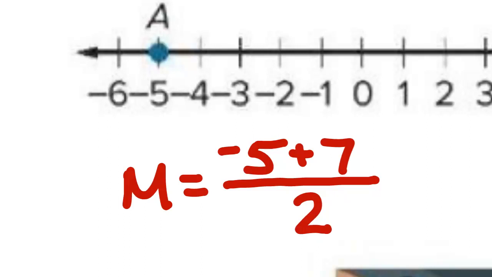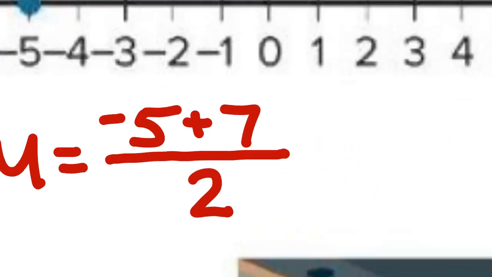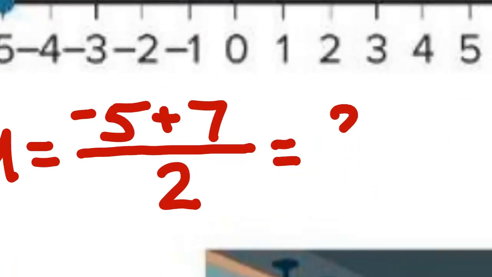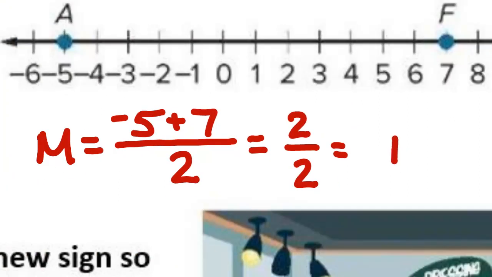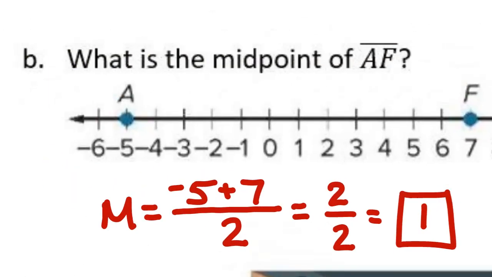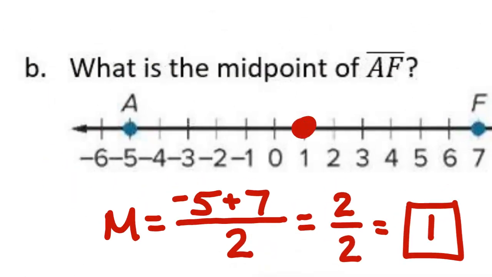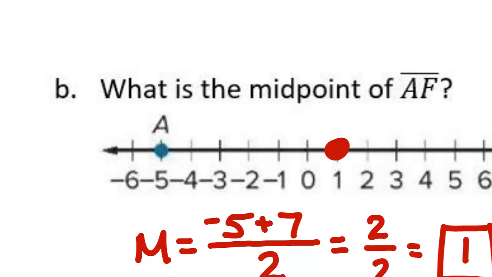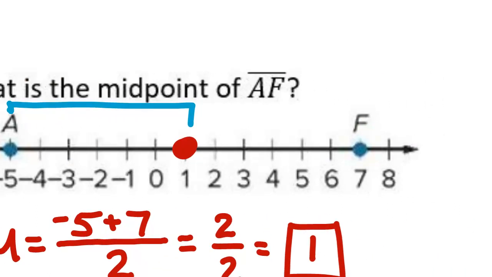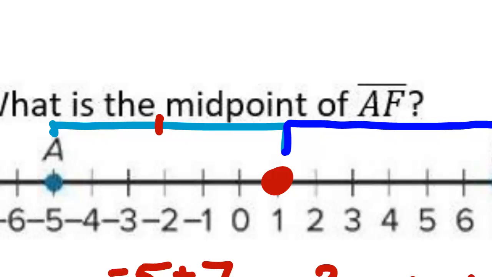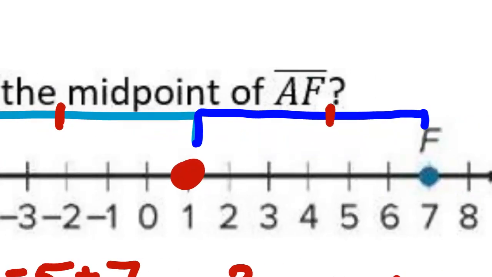What did you guys find the midpoint on part B to be? 1. -5 plus 7 is 2. We have 2 divided by 2. That comes out to 1. So here's our midpoint. That means that from A over to this midpoint is exactly the same size as the midpoint over to F. So I'm going to mark those as congruent. This is my midpoint.